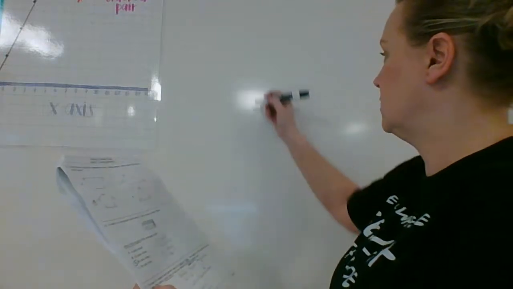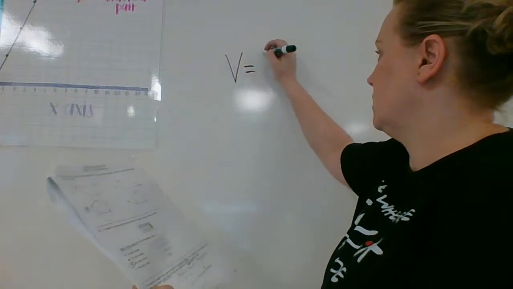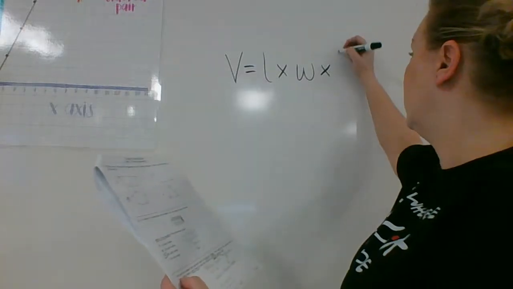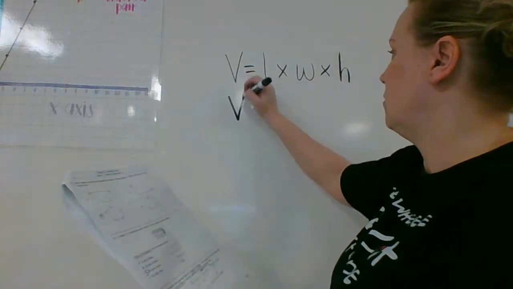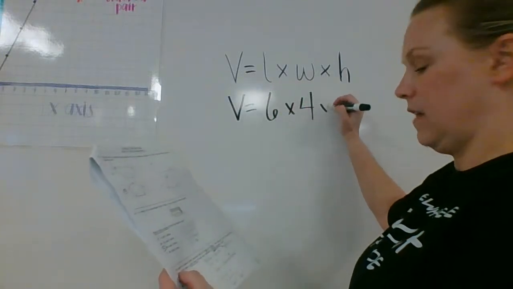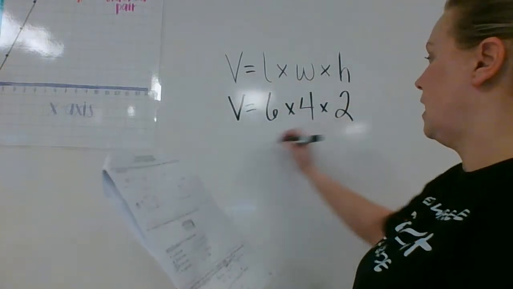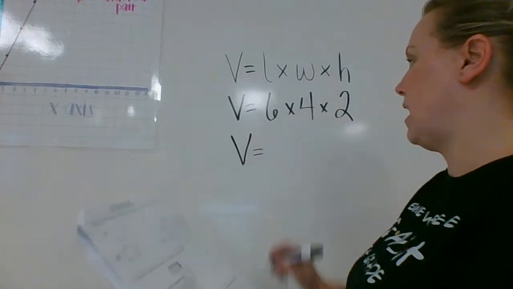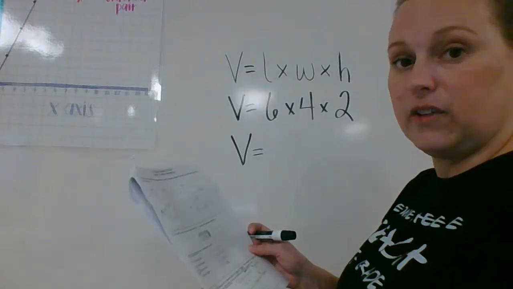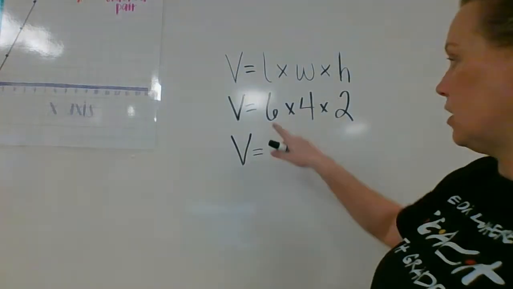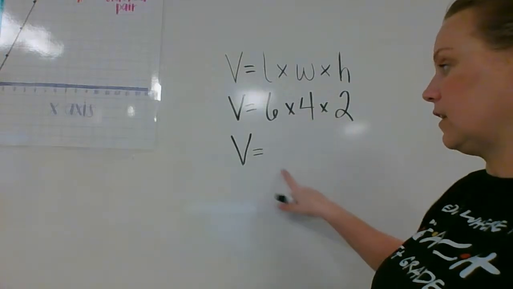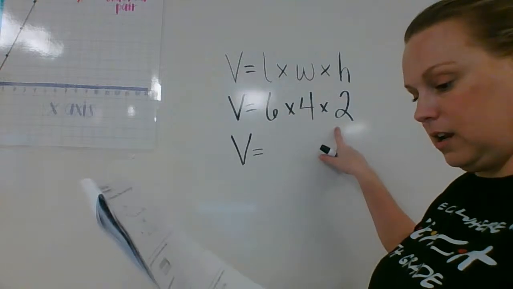So if the base, volume equals length times width, a base is made up of length and width. So we can fill in our numbers, 6 by 4 feet, and the height is 2 feet. And when we find the volume of that garden bed, we'll find the amount of cubic feet of soil we need to fill that garden bed. So you're going to do 6 times 4 and that times 2 to find the cubic feet needed of dirt.